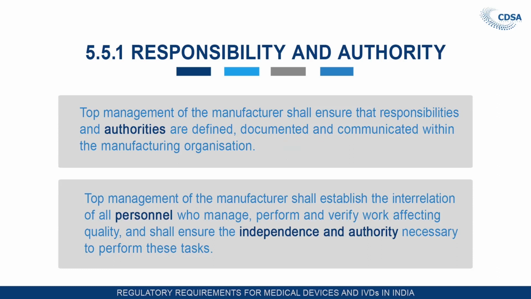Now the first part of it, the top management of the manufacturer shall ensure the responsibilities and the authorities are defined, documented. This will be based on the key personnel's work actually, which I have mentioned from the WHO definitions. Similarly, the second part, that is the top management of the manufacturer shall establish the interrelation of all personnel who manage, perform and verify work affecting quality, will be based on a table to show which person is related to which person and who manages what, so that no person is independently working on his own thought process, but is guided and controlled by his co-workers everywhere throughout the manufacturing process.